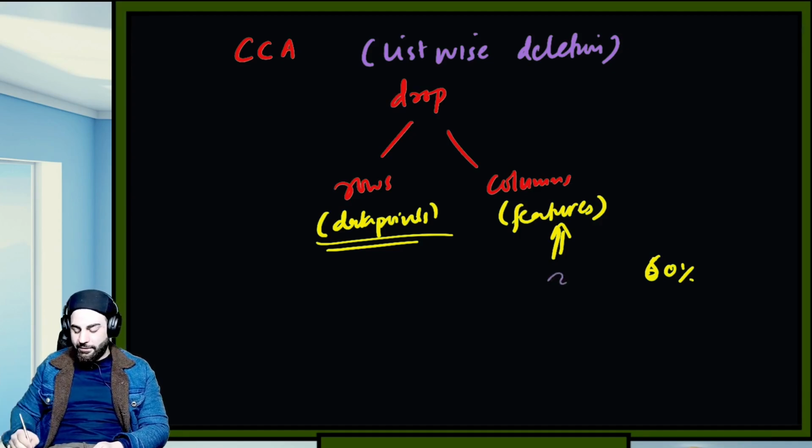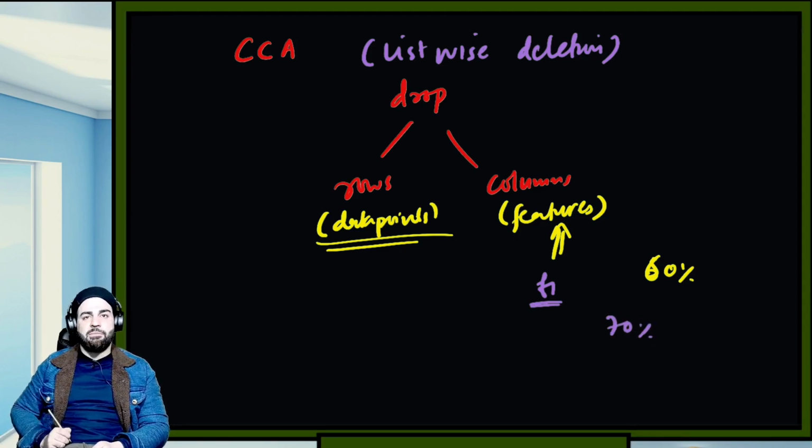Let's say feature 1 is a very important feature. If 70% of its data is missing, but this feature carries a lot of weight in making the prediction for the task we are solving, then it is better not to drop it.